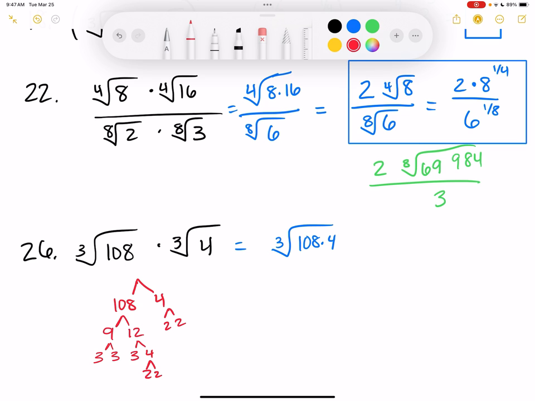Pull it out. And 2s. So I can take out a 2 and a 3, and I'm left with a 2 inside. So this becomes 6 root cube 3. 2. Right? 2's in it. Of 8. 6 root cube of 2.